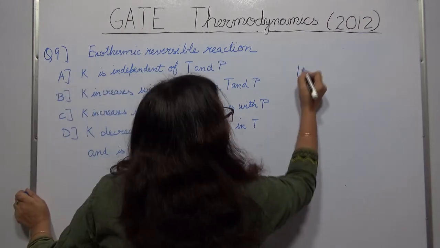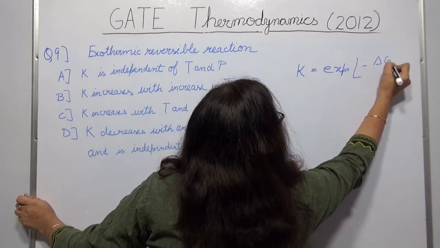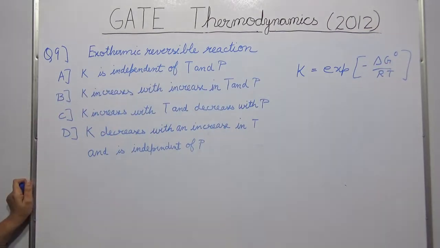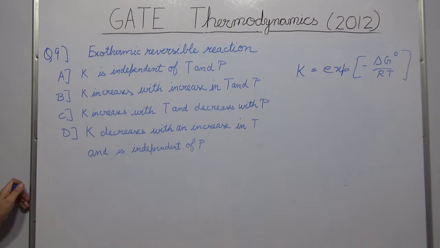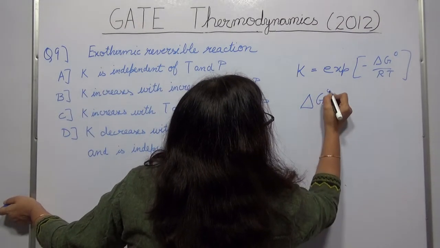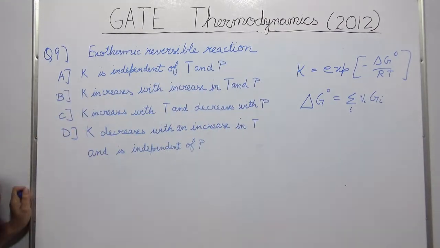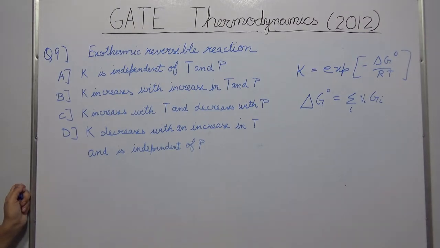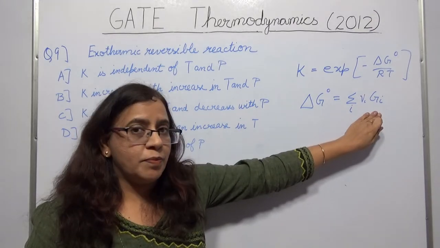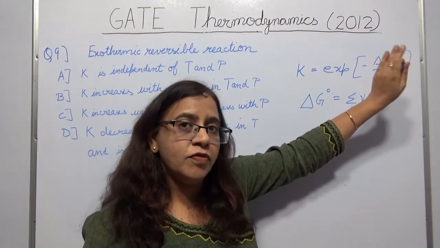We have seen that K is defined as exponent of minus delta G0 by RT. Now delta G0 is nothing but your standard Gibbs energy change of reaction. So delta G0 is given as summation over all i of nu i Gi, and Gi is your Gibbs energy of pure species in standard state. Gi is independent of pressure. It is just a function of temperature. So that makes your delta G0 also independent of pressure, a function of temperature only.